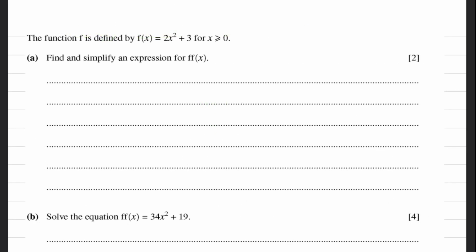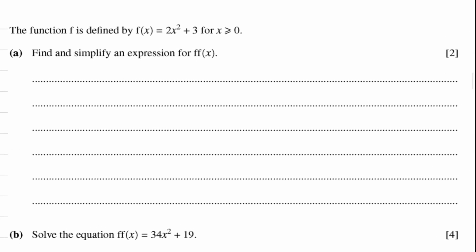Let's look at the third question. We have the function f is defined by f(x) equals to 2x squared plus 3 for x bigger than or equal to 0. The first question, find and simplify an expression for f(f(x)). This is interesting because we put f(x) inside itself. So f(f(x)), it means that f in the bracket f(x).